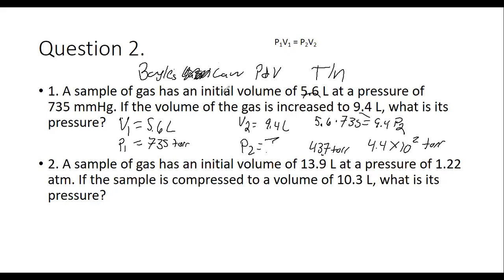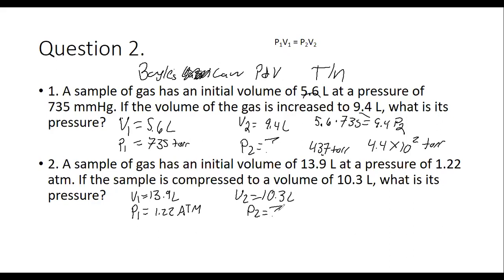Same thing for 2. Let's look at 2. We have a gas with an initial volume of 13.9 liters. So V1 equals 13.9 liters. And we say the pressure of this gas, so P1, equals 1.22 atmospheres. If I take this gas and I compress it to a volume of 10.3, so now it's at 10.3 liters, what's my pressure?